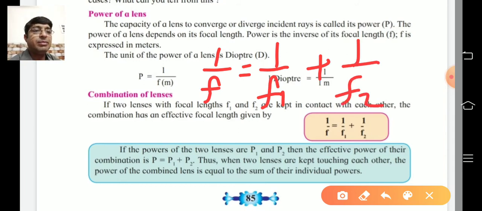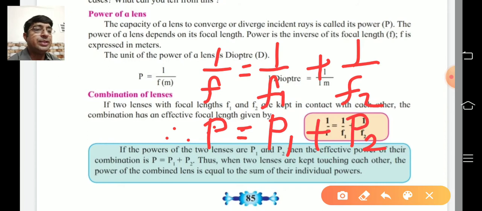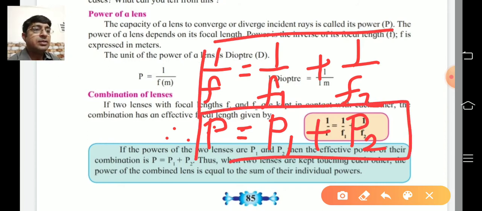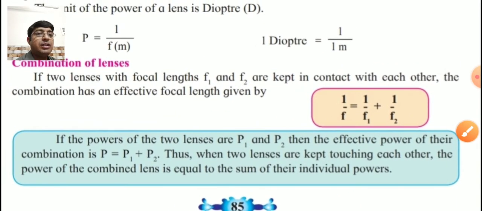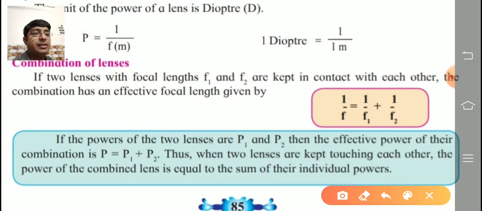But 1 upon f means nothing but power. Therefore, the total power of both the lenses, P, is equal to what? 1 upon f1 means P1, plus 1 upon f2 means P2. This is one more formula of this lesson. Remember this relation. All are getting? See in that green box. If the powers of the two lenses are P1 and P2, then the effective power of their combination is P equal to P1 plus P2. Thus, when two lenses are kept touching each other, the power of the combined lens is equal to what? The sum of their individual powers.